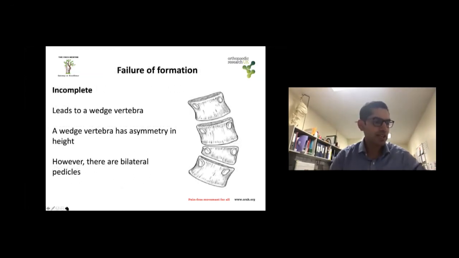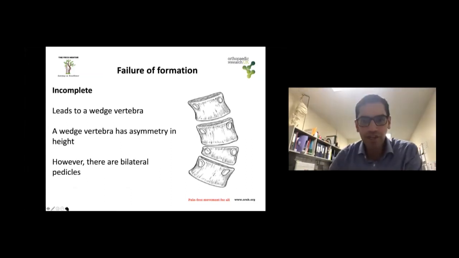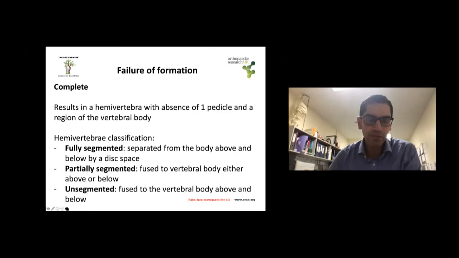In terms of classification of these deformities, you can divide them into failure of formation, which can be incomplete. An example of incomplete failure of formation is a wedge vertebra, which has this wedge shape, but the wedge vertebra will still have both its pedicles intact. You can also have a complete failure of formation, which means the formation of a hemivertebra as opposed to a wedge vertebra. In a hemivertebra, there'll be an absence of one pedicle and a segment of the vertebral body also.